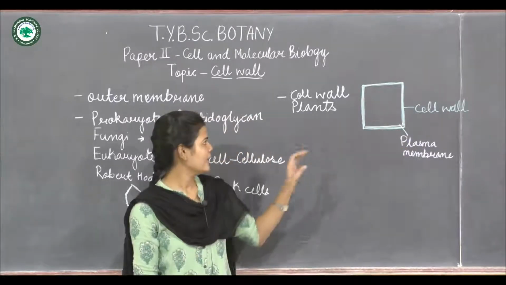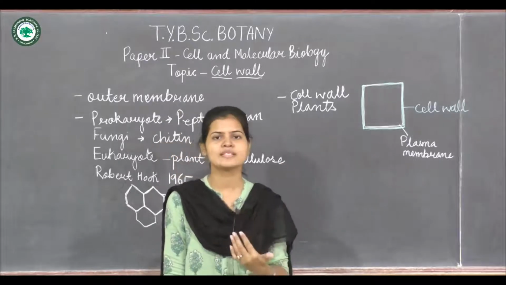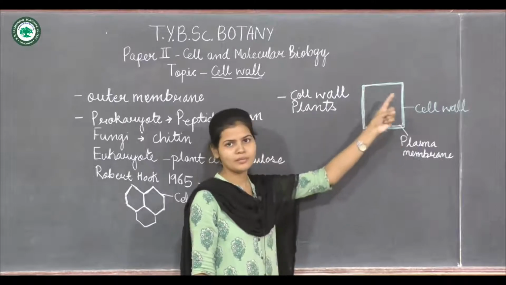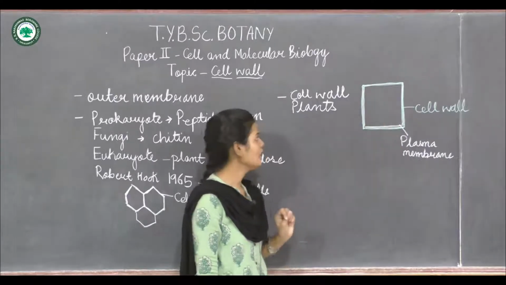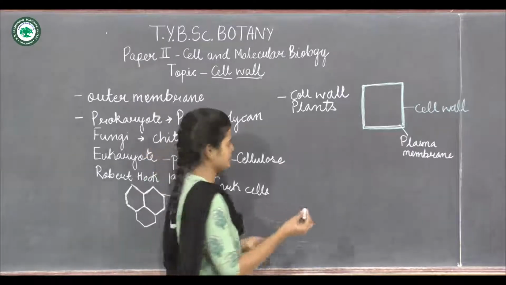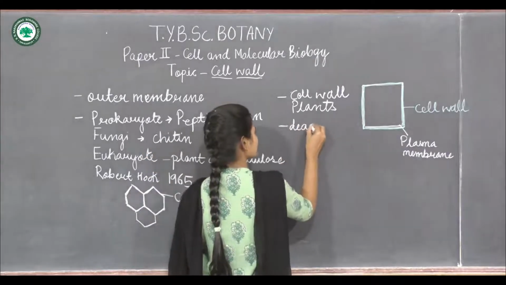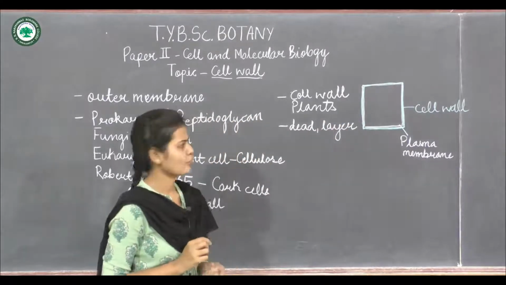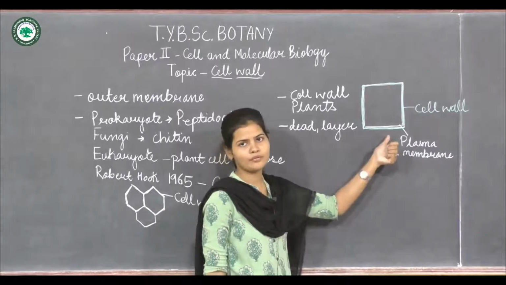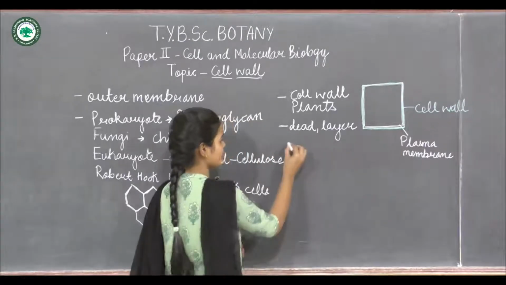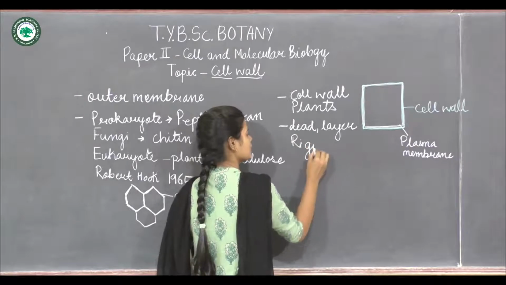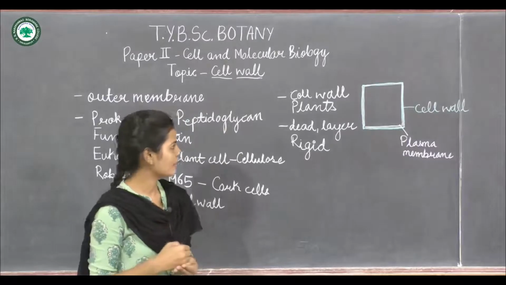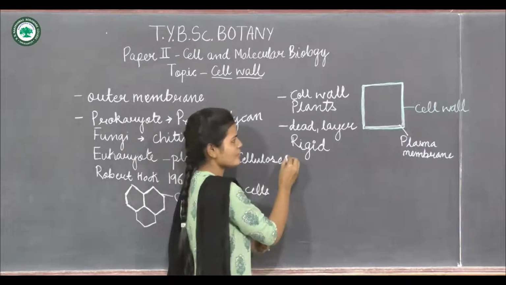Now, this cell wall is present only in plants. In animal cells, the cell wall is absent and the outer membrane is the plasma membrane. The cell wall is a dead structure, a dead layer. It is mostly made up of dead cells and it is rigid. The cell wall is rigid and tough, and it is dead.